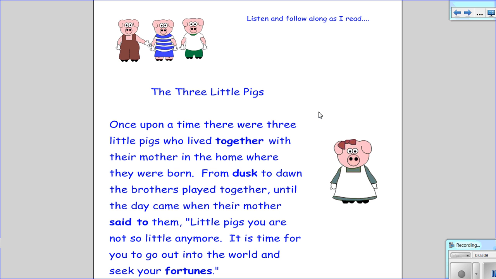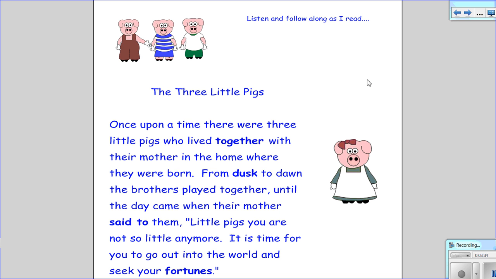Once upon a time, there were three little pigs who lived toothed with their mother in the home where they were born. From dark to dawn, the brothers played together until the day came when their mother told them, "Little pigs, you are not so little anymore. It is time for you to go out into the world and seek your fame."